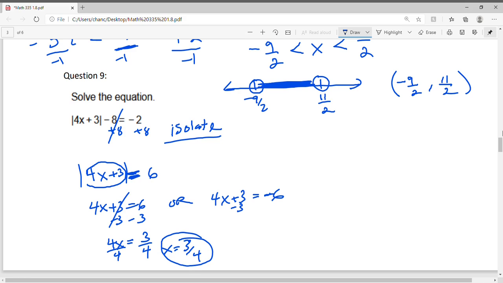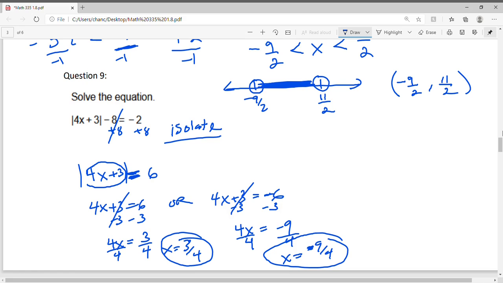On this side, we'll subtract 3 from both sides. 4x equals negative 9. And of course, we can divide both sides by 4. X equals negative 9/4 in this case. Since we have two solutions, we know that this is a good answer. In this case, we have two solutions, 3/4 and negative 9/4. We do not have an interval here because there's only two solutions.